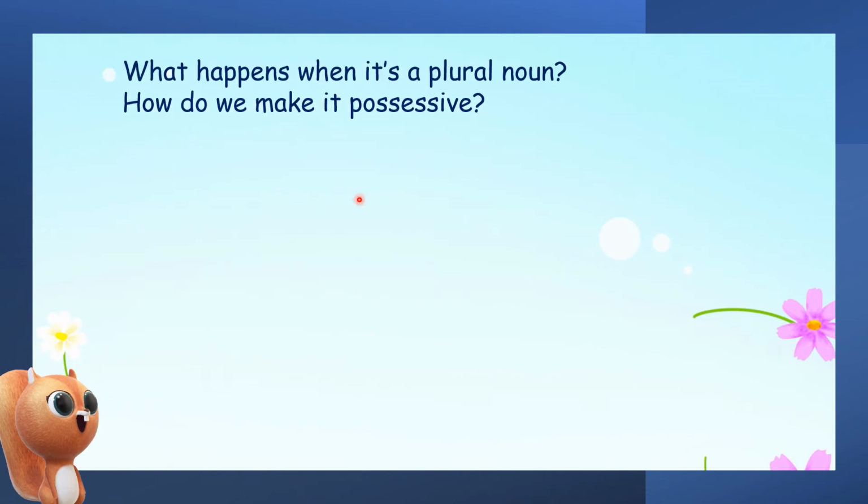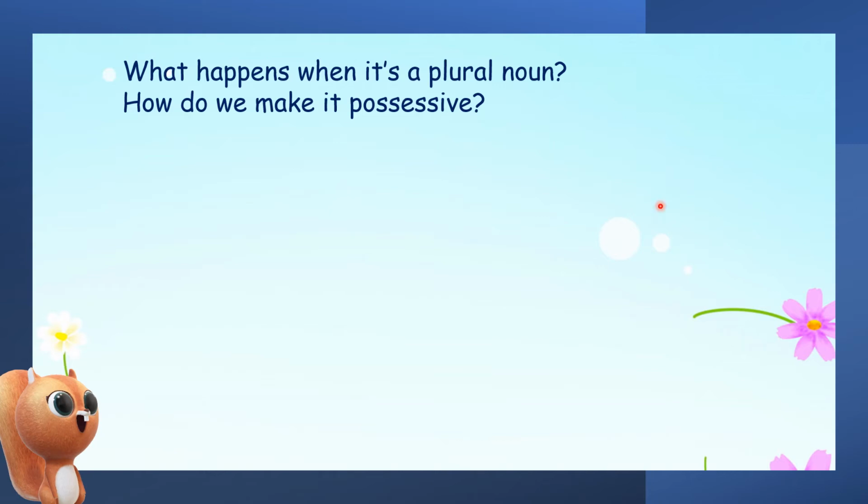Now, what happens when it's a plural noun? How do we make it possessive? In the previous slide, we have seen that when it is a singular noun, all we need to do is add apostrophe S right behind the name of the noun that owns the thing.